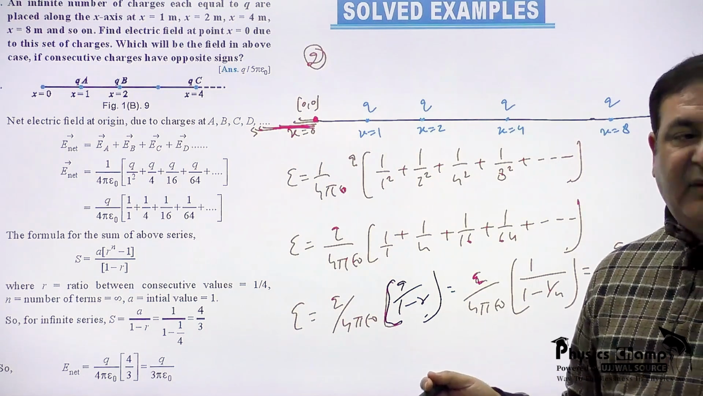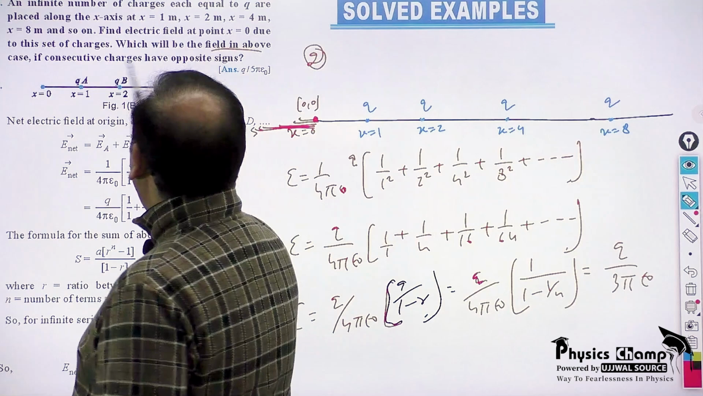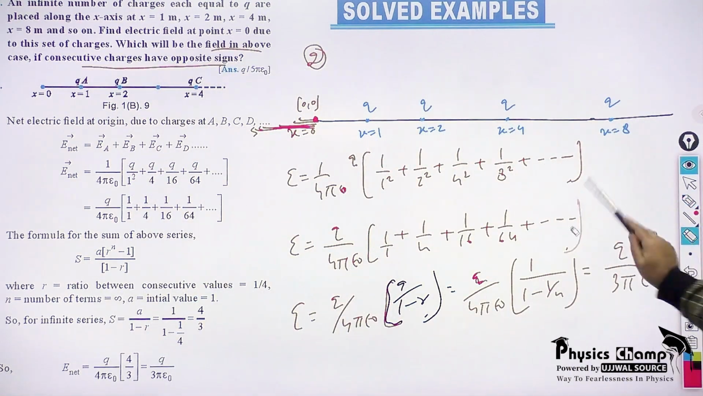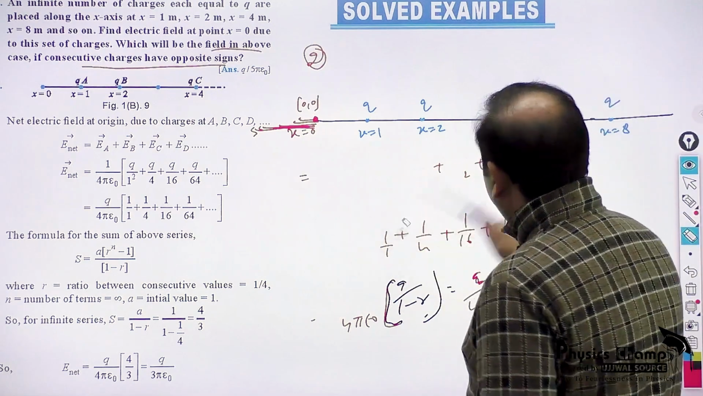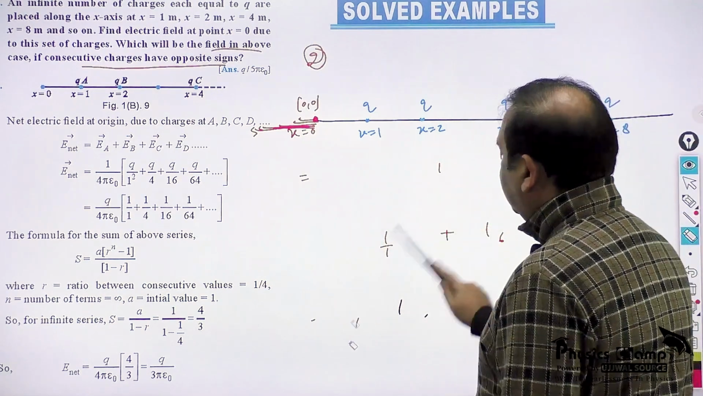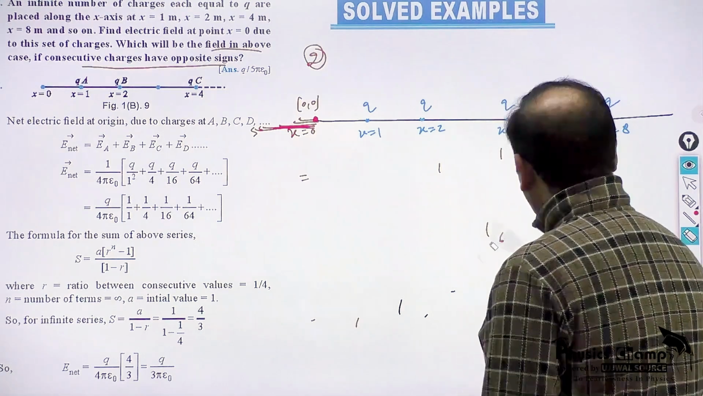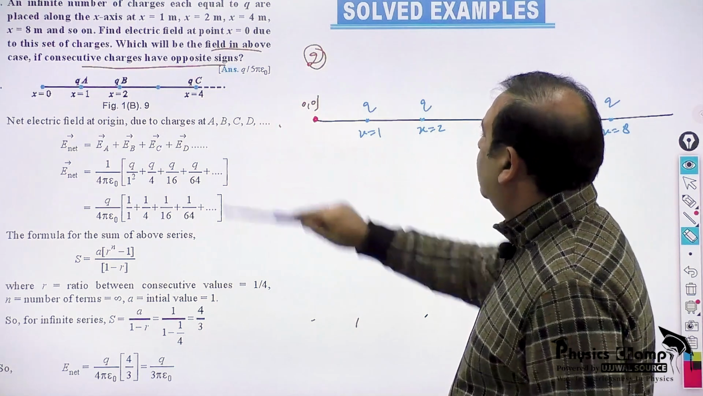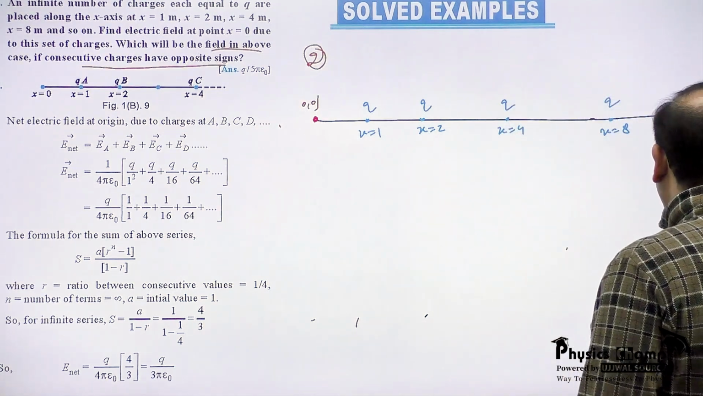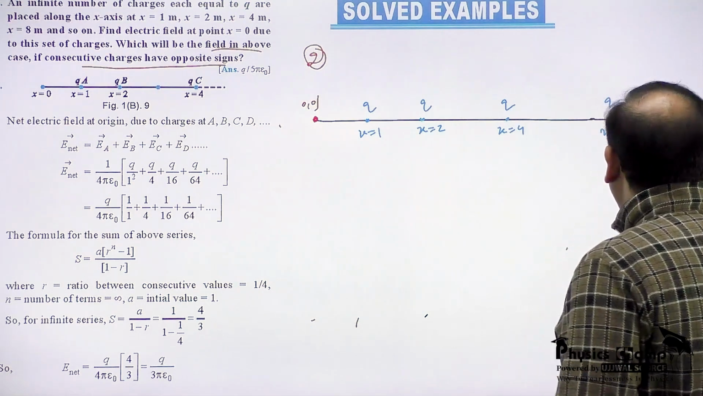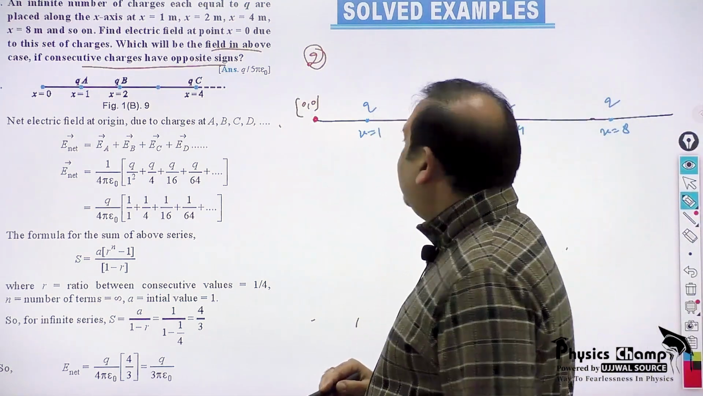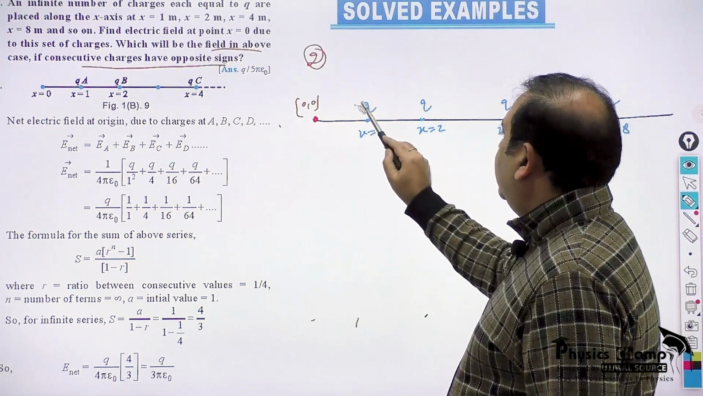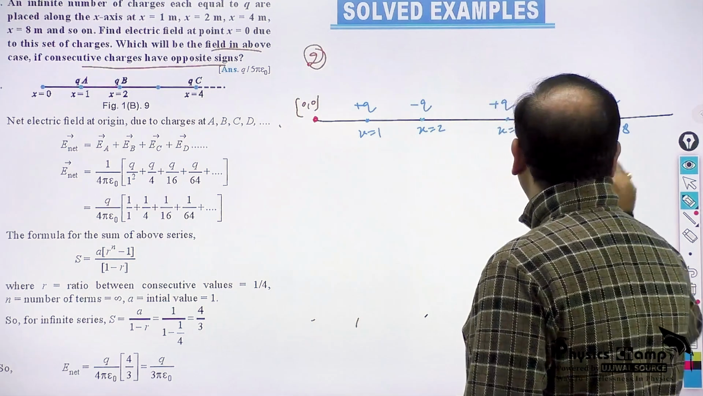Now the B part of the same question. What will be the field in the above case if consecutive charges have opposite sign? So just imagine in the same situation, what if the consecutive charges have opposite sign? So first is plus q, second is minus q, then plus q, then minus q.